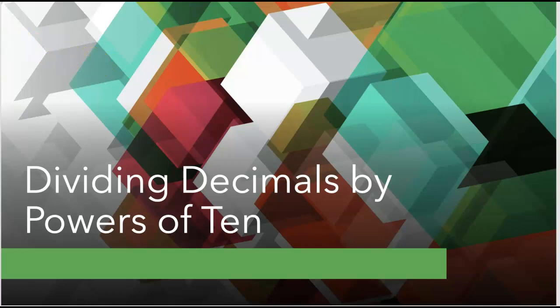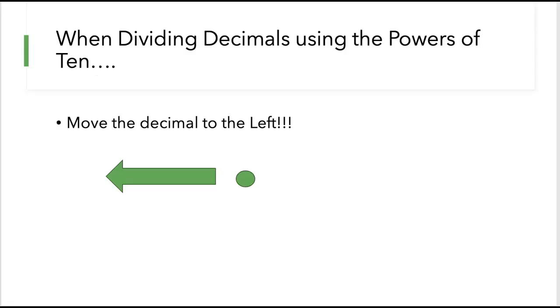All right, everybody. Today we're going to talk about dividing decimals by powers of 10. There's a lot that we're going to discuss, but we're going to jump right into it. When dividing decimals using the powers of 10, you move the decimal to the left. If you recall from yesterday, when you multiply decimals by powers of 10, you move the decimal to the right. But when you divide, you move it to the left. So that number gets smaller when you divide, versus it getting bigger when you multiply.